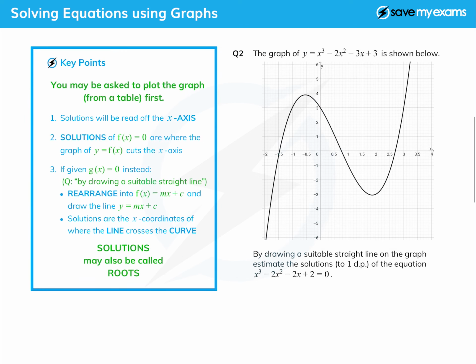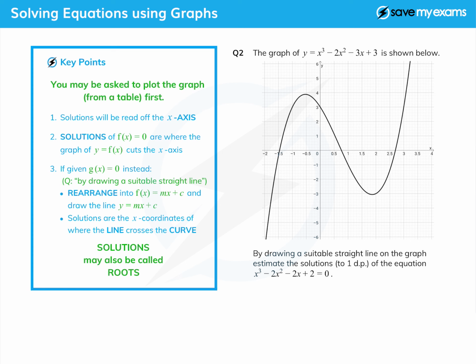Okay, let's look at question 2. Go back to the key points. Number 3 here: if we're given not f of x, in other words not the thing that we've drawn the graph of, but something different. You can see in this question, same graph as we had in question 1, but a different equation equals 0. Instead of minus 3x plus 3, it's minus 2x plus 2. And usually they will say by drawing a suitable straight line.